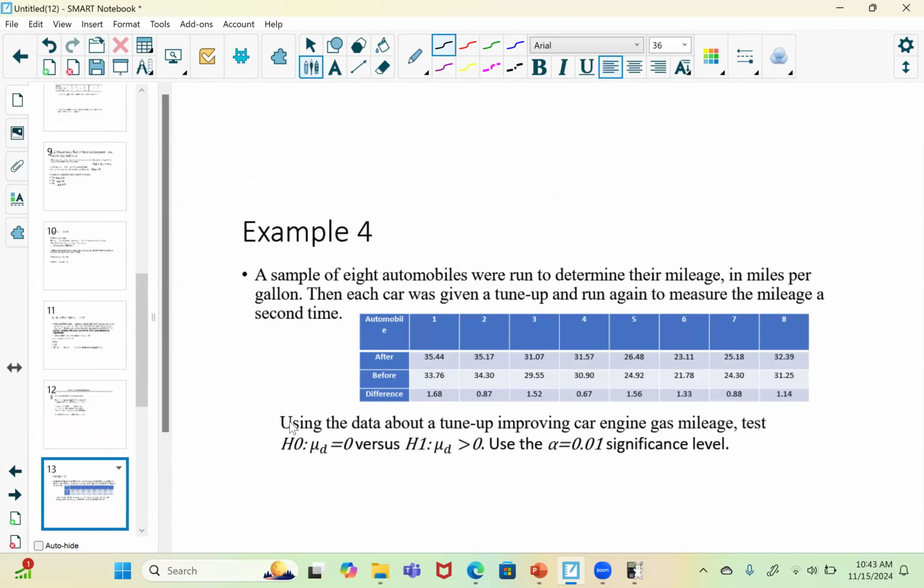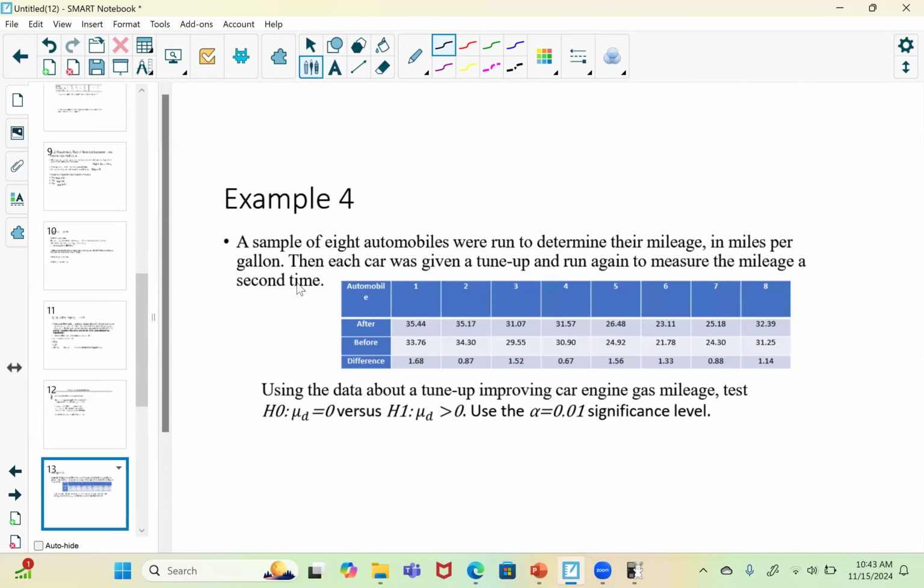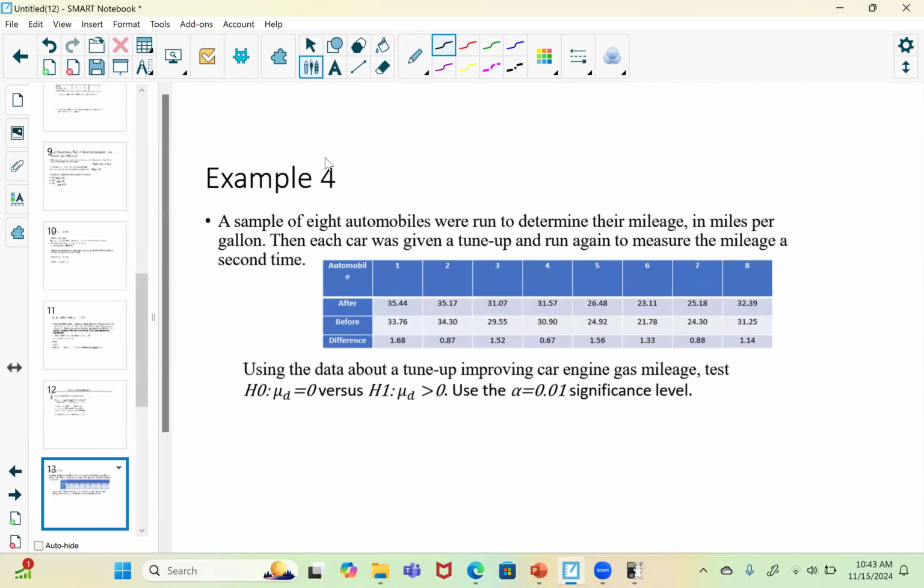So let's look at example 4. I have a little bit more context than they do in the packet, so that when we're answering the questions, we can explain it a little bit better. But it says a sample of 8 automobiles were run to determine their mileage in miles per gallon. And then each car was given a tune-up and run again to measure the mileage a second time.